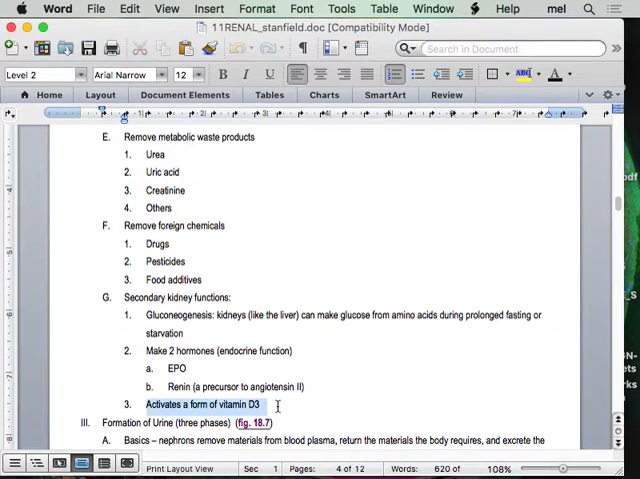Okay, and then one last thing that the kidneys do that you may or may not know. The kidneys are actually important in activating a form of vitamin D3. So if you have kidney problems, you can have vitamin D problems.